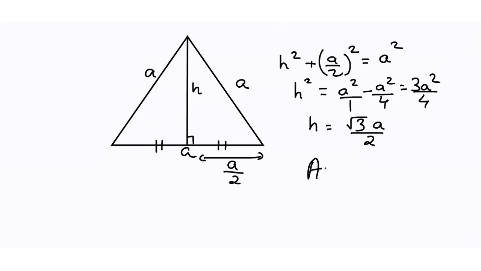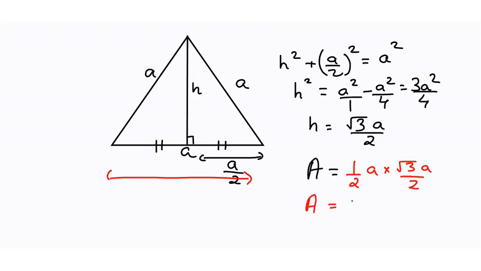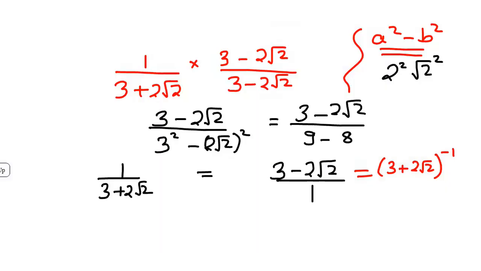Now from here you know the area of triangle formula: half into base into height. Base is the base of this whole triangle, that is A. And height is the height of the triangle that we just calculated, root 3A by 2. So area of an equilateral triangle, in this formula you can directly use, is root 3 by 4 into side square. We'll use this formula here.